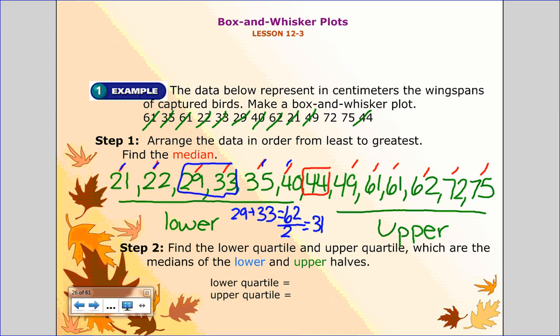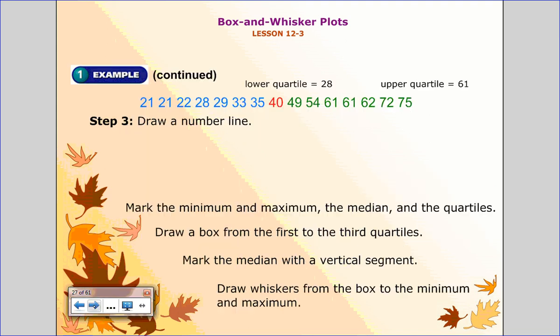If I do the same to my upper, I noticed right away that my 2 middle numbers are 61 and 62. So you add them together, get 123, divide it by 2, and you'll end up with 61.5. There we go. So now I have my median, my lower quartile, and my upper quartile. We really have all the data we need for the next step.